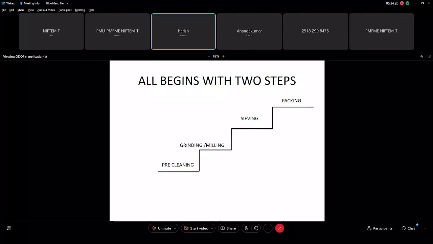So this becomes primary, secondary, and tertiary. So we are at secondary processing. Now all begins with two steps. Our processing, yes, it begins with two steps. What is that step? First step is pre-cleaning, and second is grinding, that is size reduction. So pre-cleaning, grinding, followed by sieving and packing. Okay. These are the steps which we follow at our end for manufacturing the rice flour or black gram flour.